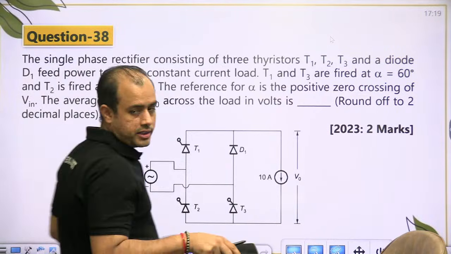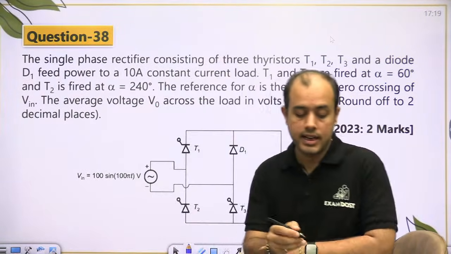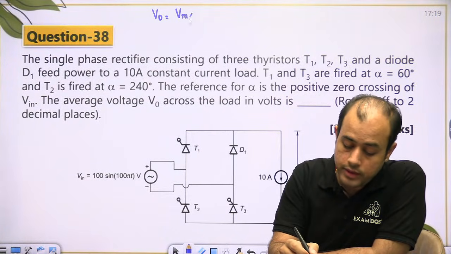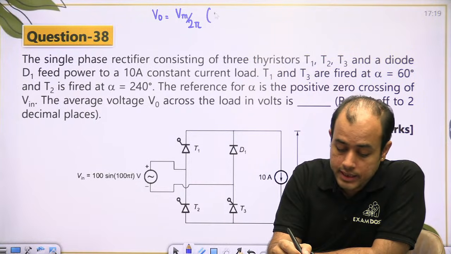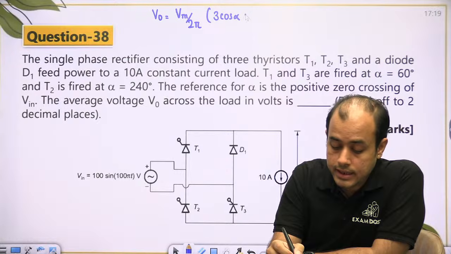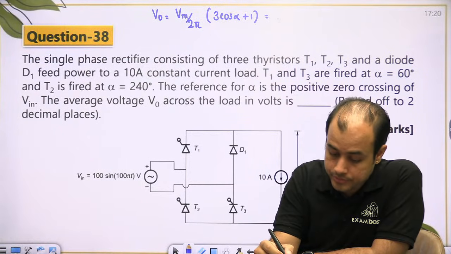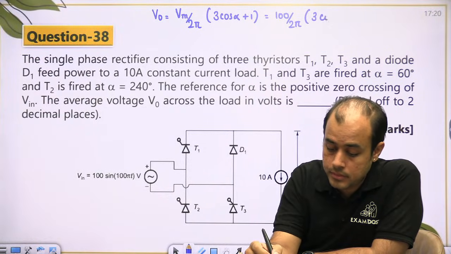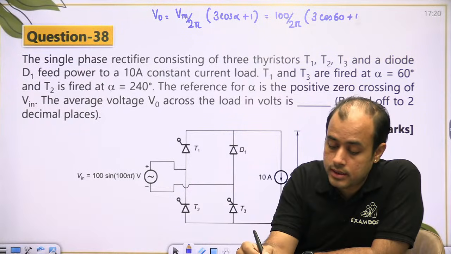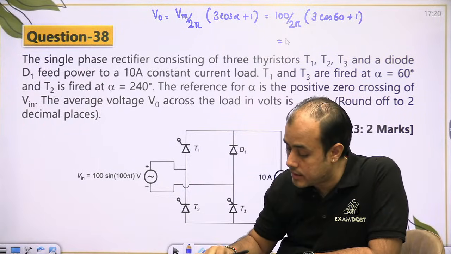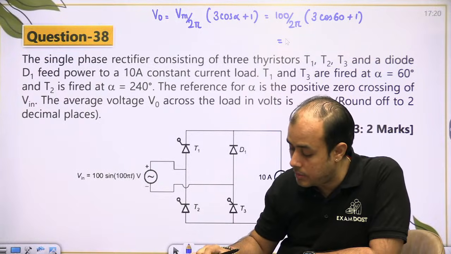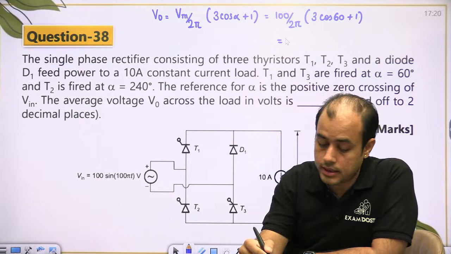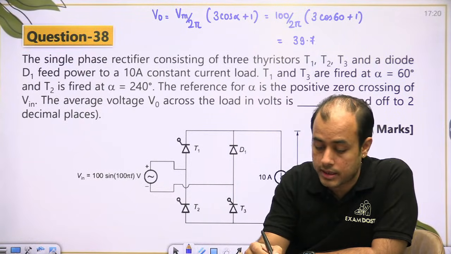कितना है? 39.78. So now beta, there are 3 thyristor, 1 diode. So with number of thyristor, we multiply cos alpha, and diode is kept as it is. Alpha is 60. Sir, what about 240? Beta, if one thyristor is triggered at alpha, the other will be triggered at 180 plus alpha. 39.788. बहुत बढ़िया.